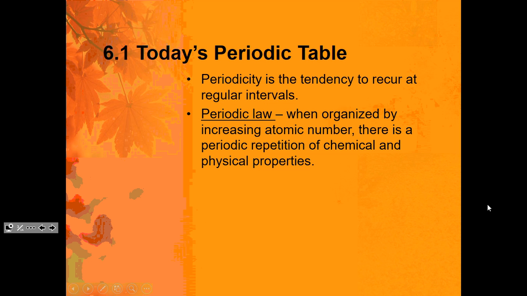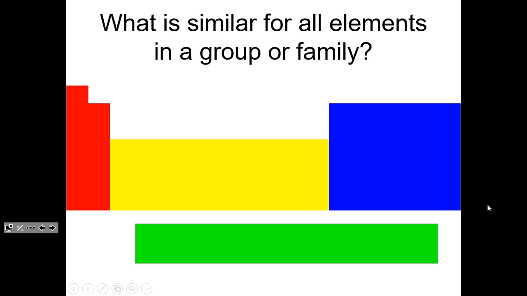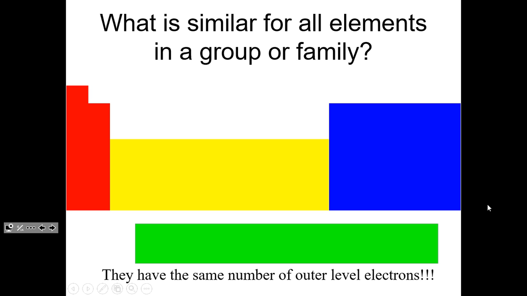When the table is organized as it is, by increasing atomic number, there is a periodic repetition of chemical and physical properties. What that fundamentally comes down to is, because the table is organized by valence electrons, as we saw last chapter, when we wrap around in the periodic table to the same column, we have the same number of outer level electrons. And it turns out that outer level or valence electrons are the key to chemical behavior.